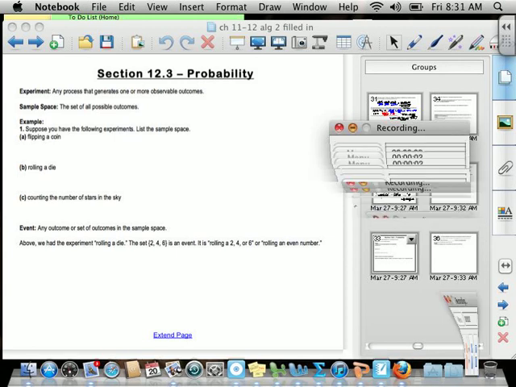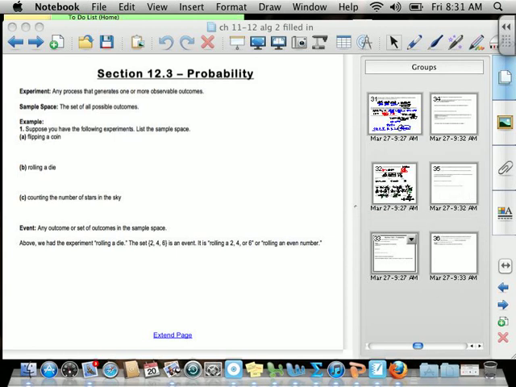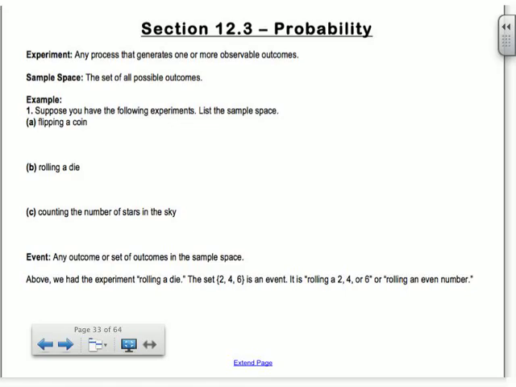Okay, so 12.3 is probability. We've been talking about probability for the whole chapter, but an experiment is any process that generates one or more observable outcomes. Like rolling a die or flipping a coin, those are all experiments. Sample space is the set of all possible outcomes.